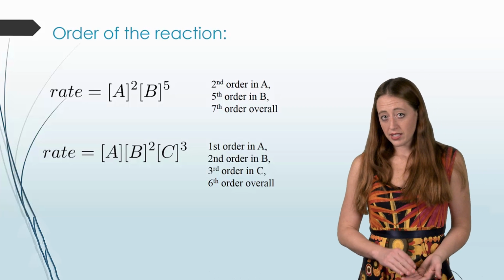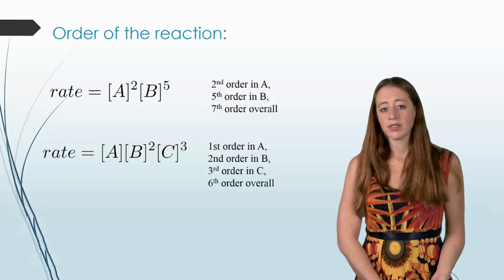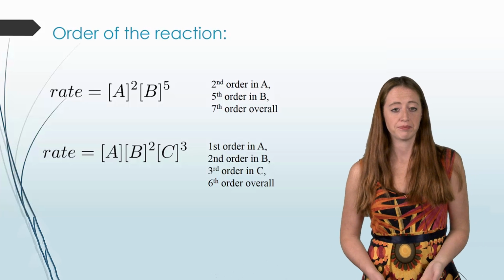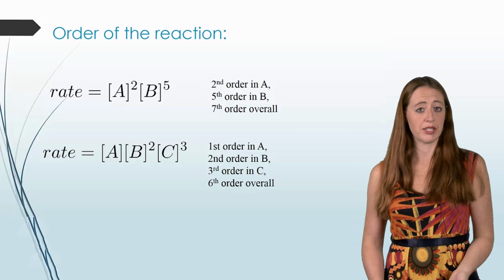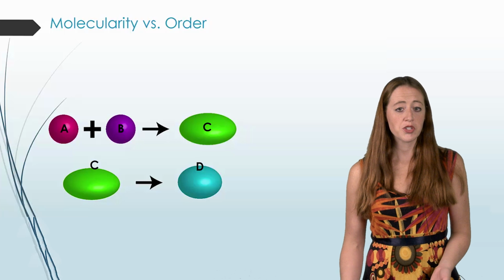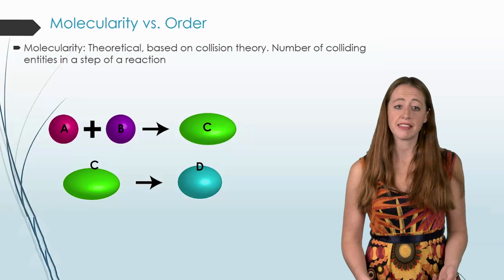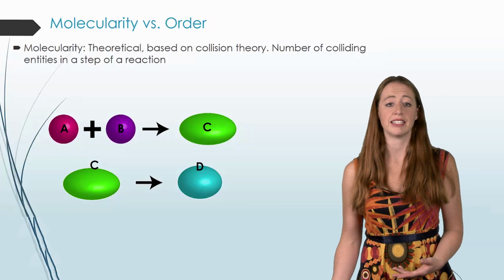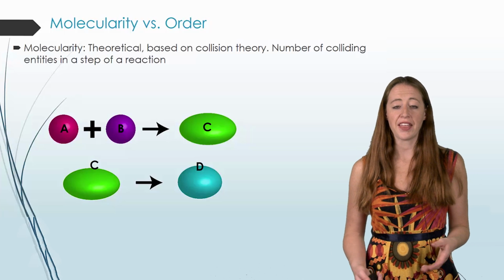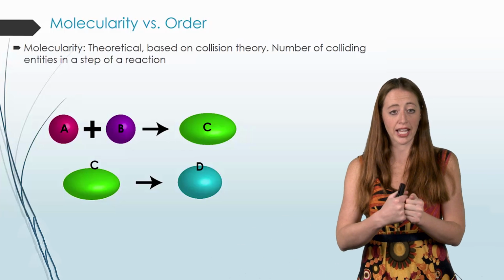So order comes off the rate law and is usually experimentally determined. It's very different than what molecularity is. Molecularity is a theoretical concept that is based on collision theory. Think back to our very brief introduction on collision theory, the idea that molecules, in order to react, must first collide.